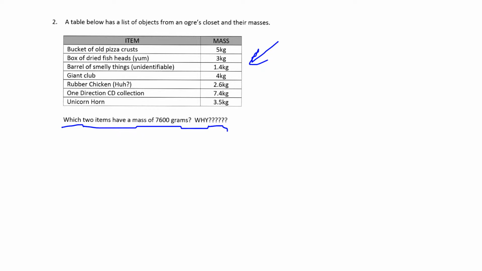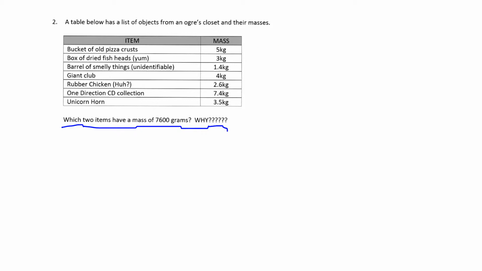And so what I'm going to do first is convert grams to kilograms. The reason I'm going to do that is all of these are in kilograms, but I have grams for the amount that they want me to find. So in order to compare those accurately, we need to do a conversion. So I'm going to take my 7,600 grams and do the process that I've been showing you guys how to do in class.